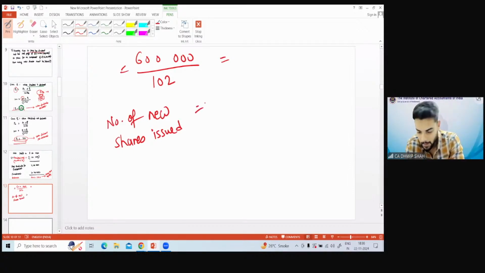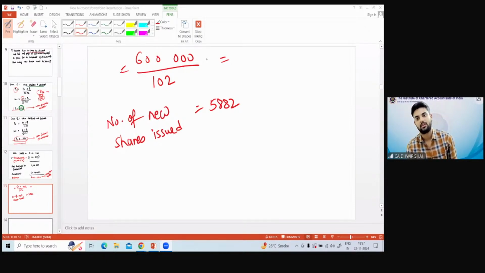Kitna aaya? No, not 100, Sukhveer. This is the mistake. 100 is year zero, the price today, and everything is happening at the end of year one. Future की बात हो रही है. So in the future, obviously, we will issue at the future price, which is 102. 5882, correct. Any doubts here? So this was asked in the second part, how many new shares are to be issued.